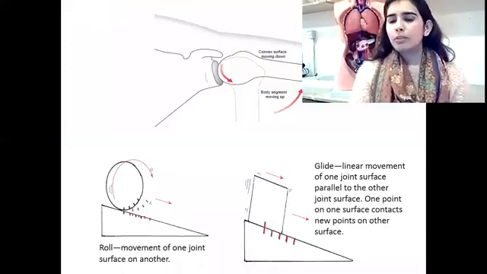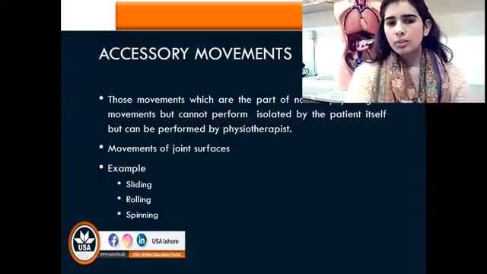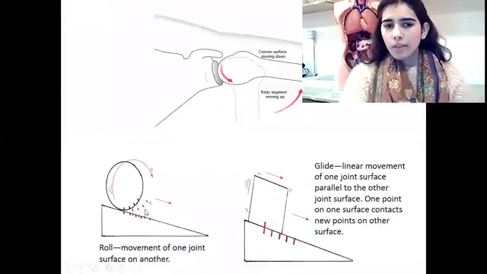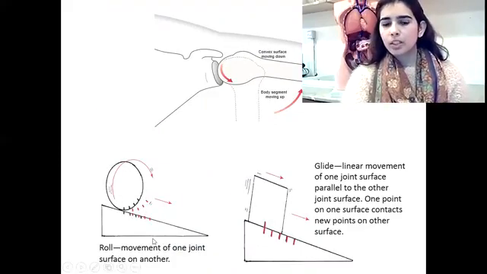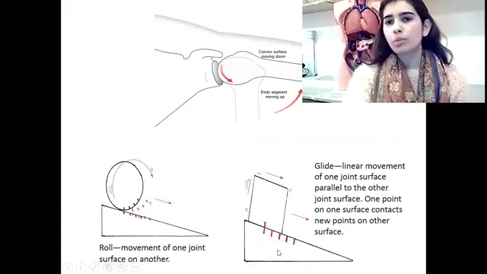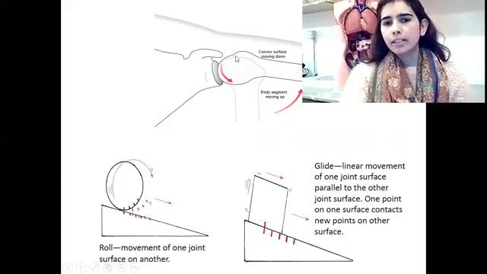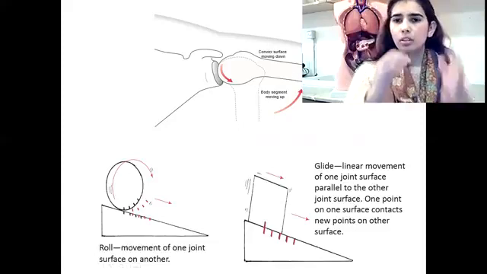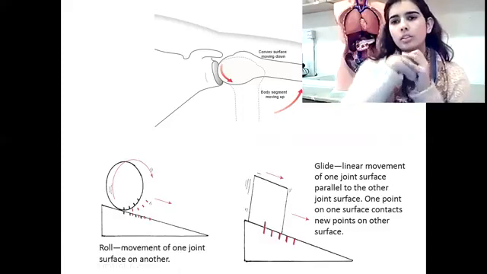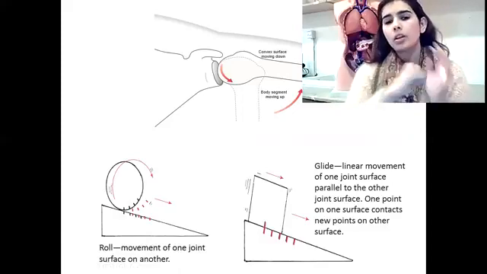Here is an example of accessory movements. So it includes sliding, rolling, and spinning movements. One of them is rolling, where every new point is coming in contact between the two surfaces. Then comes the slide or the gliding, where one contact point of one surface changes the contact point with the other contact points of the surface. And then comes the spinning or rotating kind of movement, where the surface is going to rotate on the other surface. Again, here a single point is coming in contact with the other.